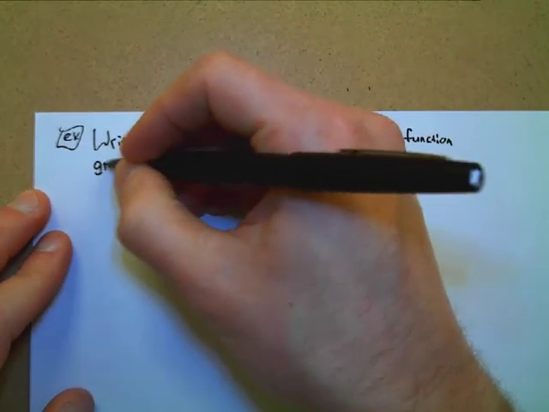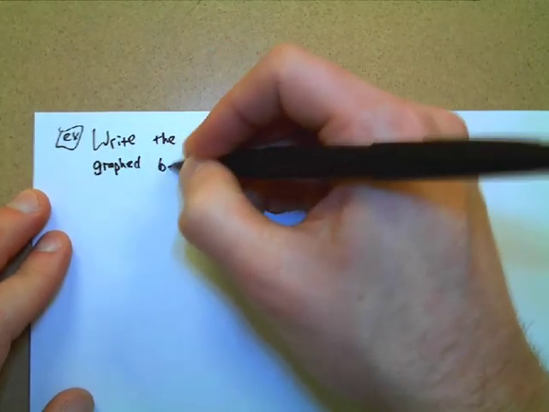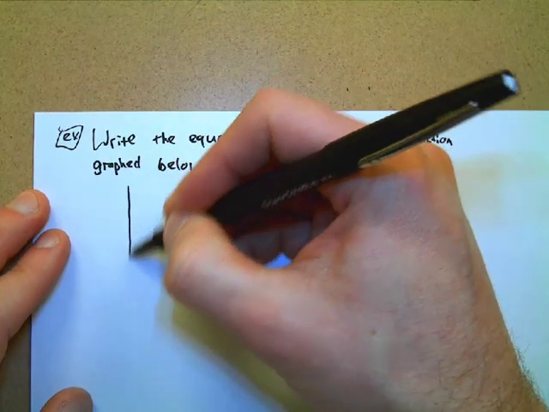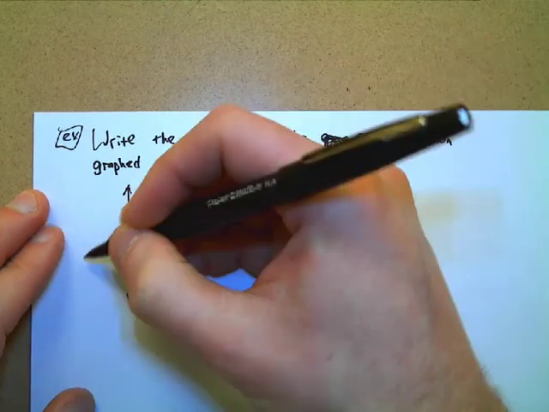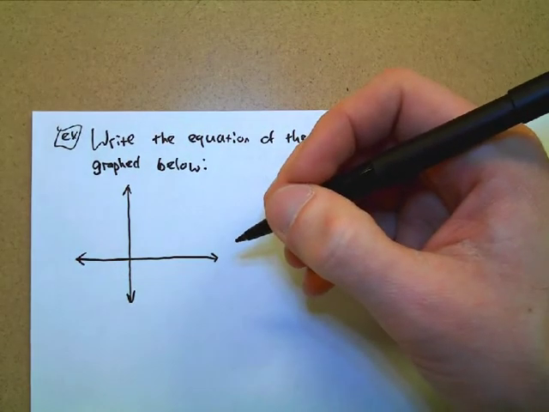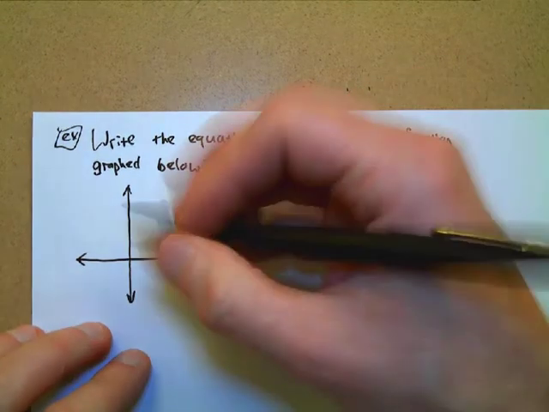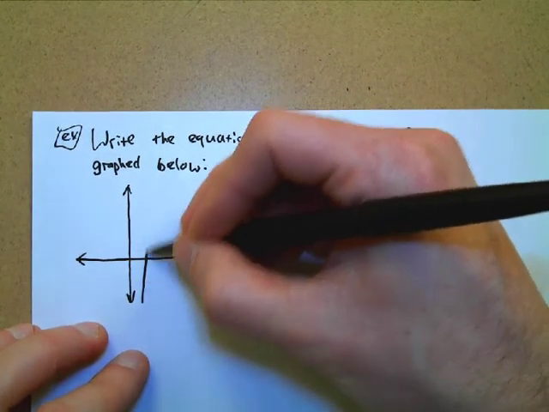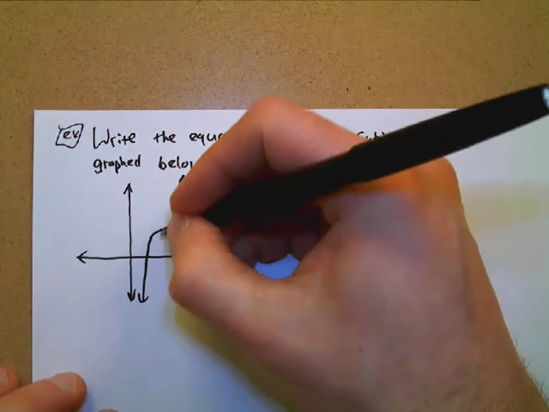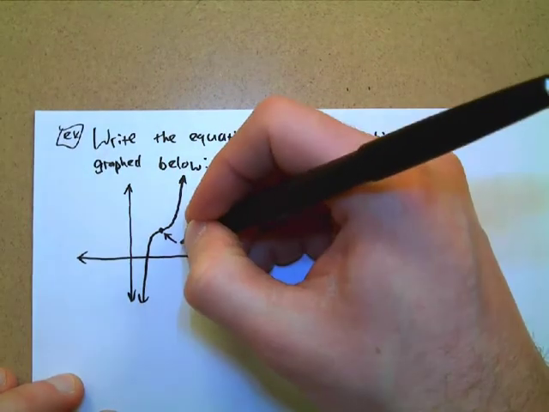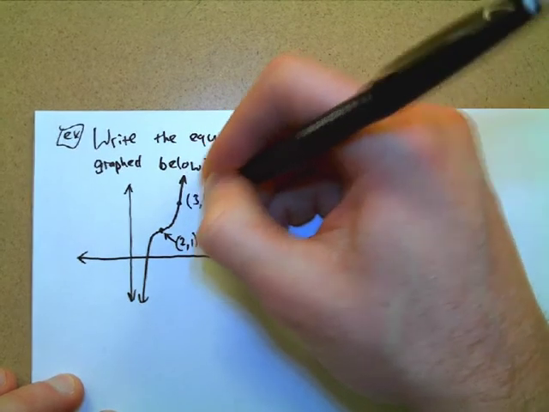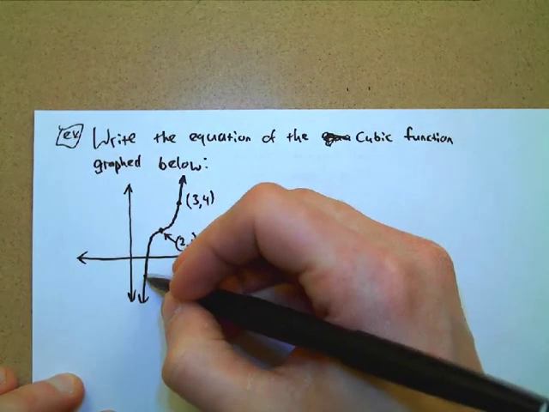Graph below. Okay, here's our graph. Okay, I'm not going to bother drawing tick marks or anything like that. I'm just going to graph the cubic here as a rough sketch. Okay, our center point here is the point 2, 1. And I'll give you 2 points that are on the curve here: 3, 4, and 1, -2.